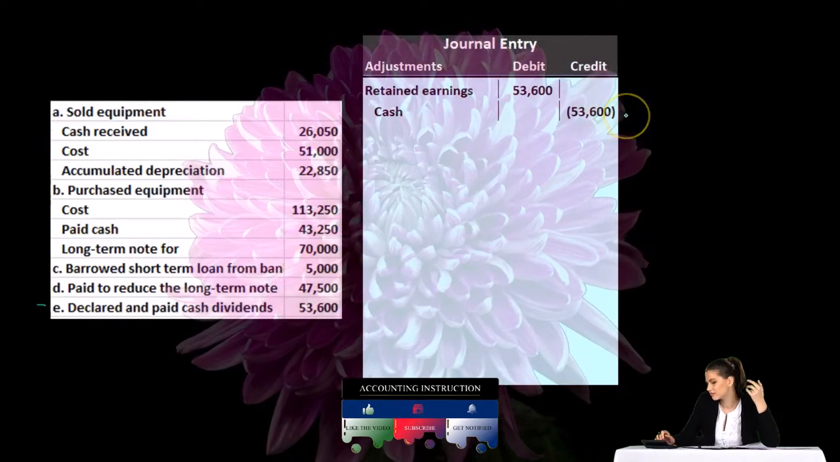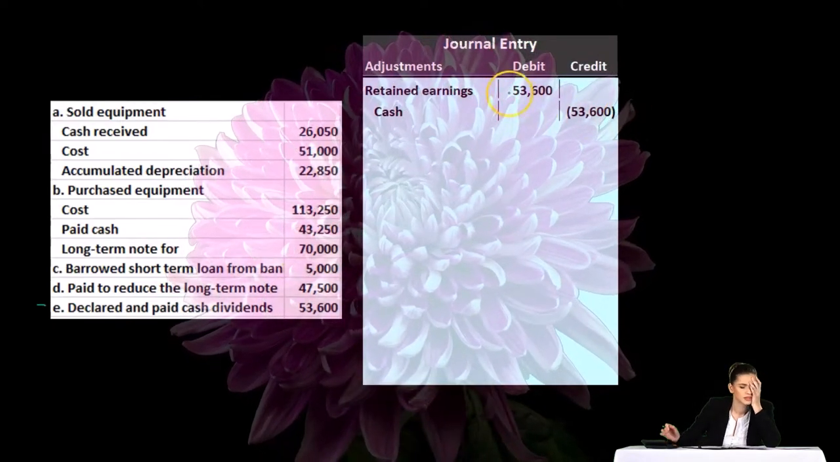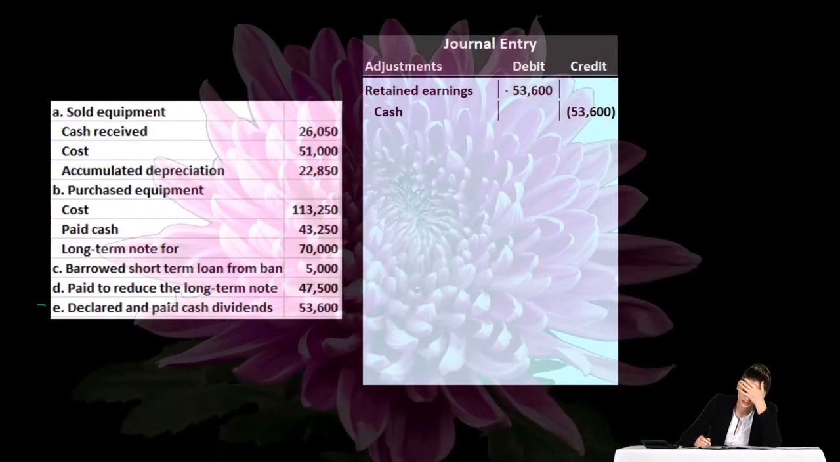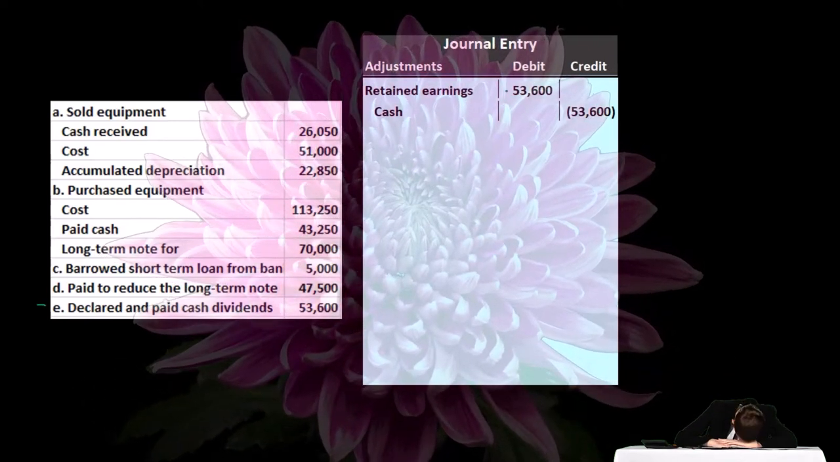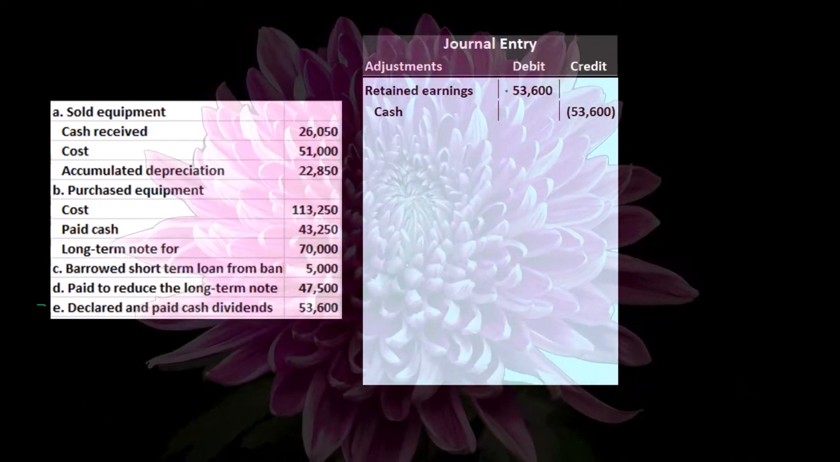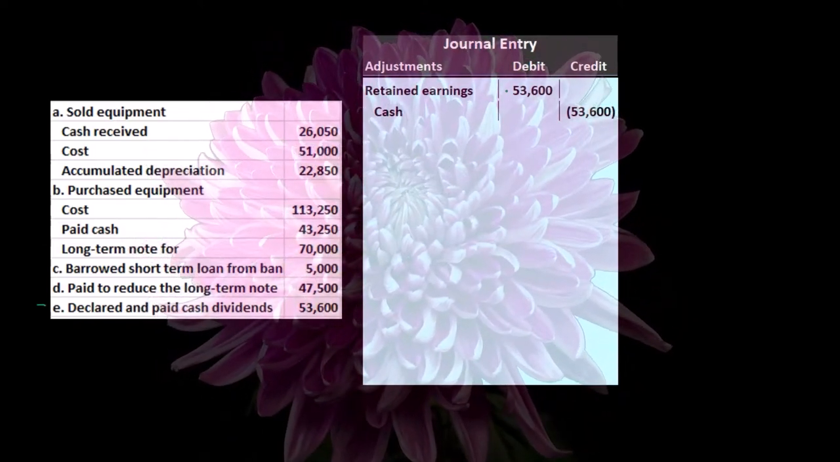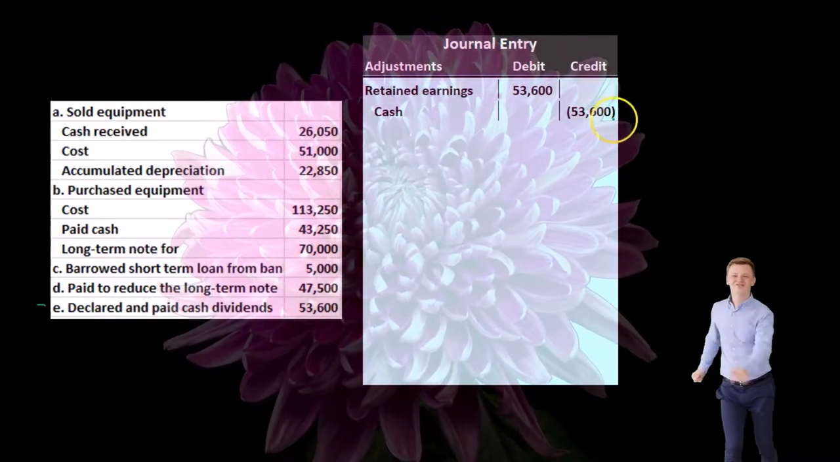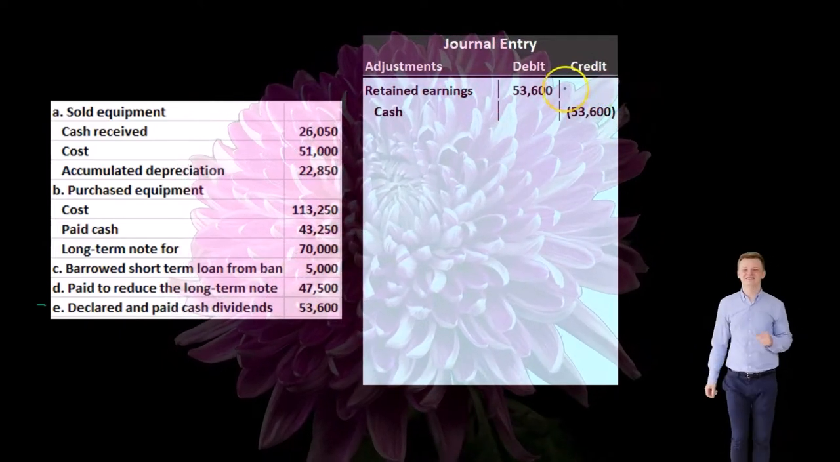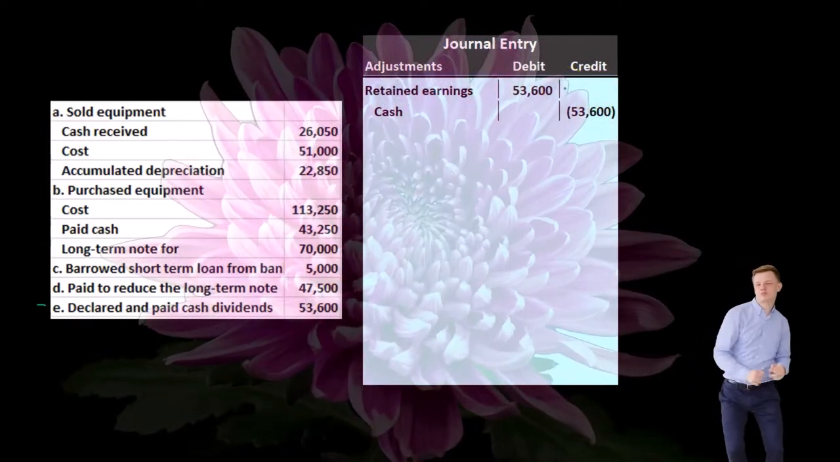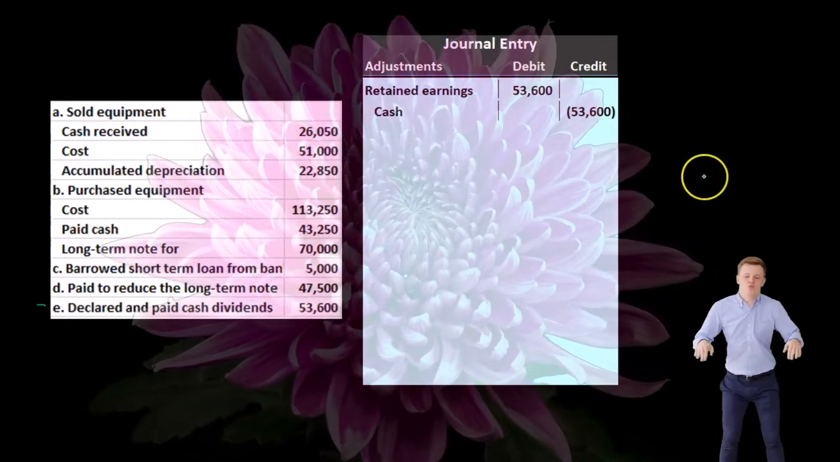In other words, cash went down, we paid cash. The debit's going to go to retained earnings, bringing down retained earnings. This is similar to a withdrawal for a partnership or a sole proprietor. So we gave money from the company to the owners in the form of dividends, cash went down, and we debited the equity account, in this case, retained earnings for a corporation. So what does that do?